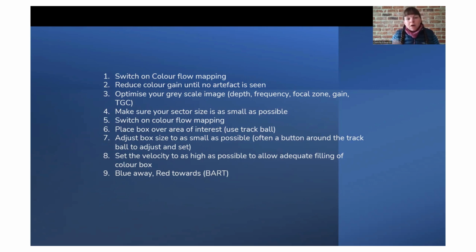Okay, and then finally, just remember with color flow mapping that you will get blue and red color, and blue is any movement away from the probe, and red is any movement towards the probe. So remembering the acronym BART, blue away, red towards, can help you remember that. And it's nothing to do with the type of vessel, whether it's an artery or a vein. It's all to do with direction away from the probe or towards the probe.